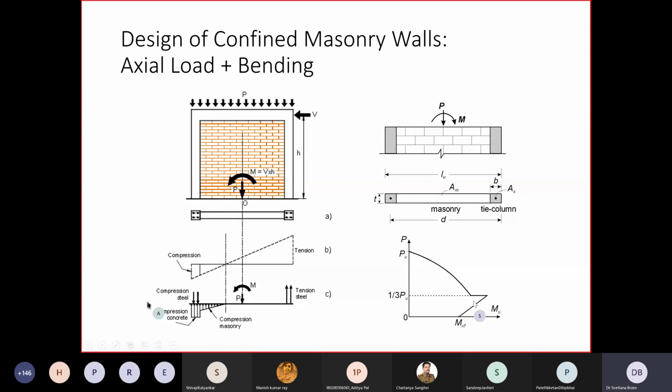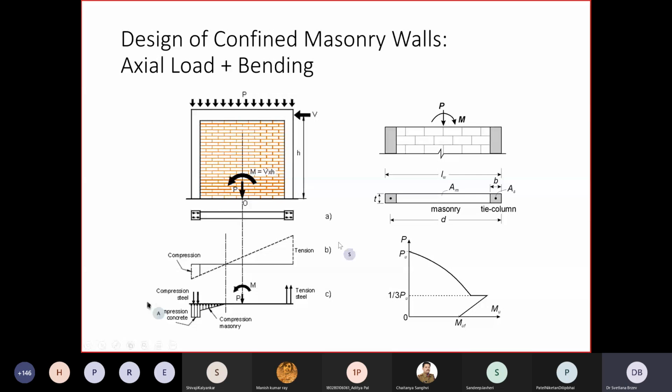So what is assumed here, you have a cross section of a masonry wall, and you can see the strain distribution and then the distribution of internal forces. You can see compression stresses on this side, and tension stresses on the other side. And that is the basis for developing the equations of this interaction diagram.